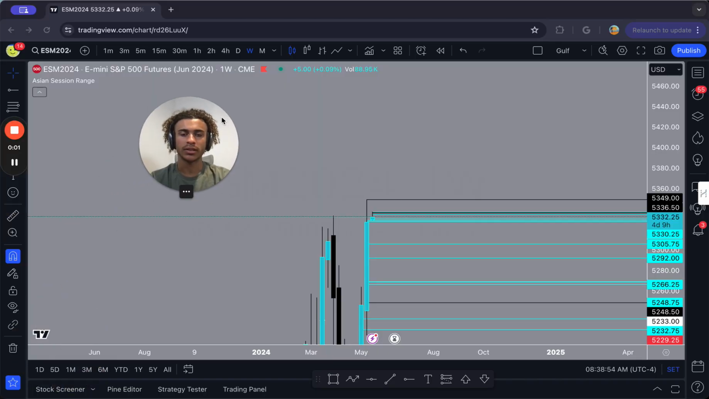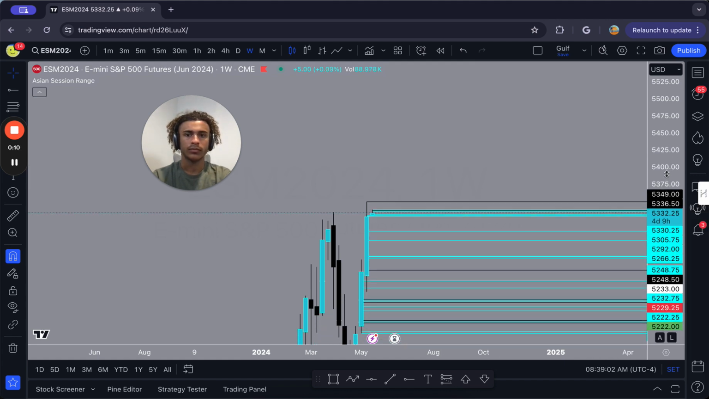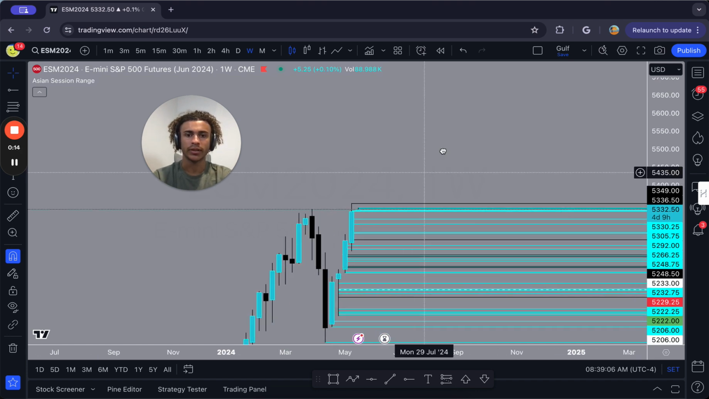All right, so top-down analysis on ES. So start from the weekly. Always start from the weekly, and we're looking to make sure that the weekly levels are still in line with our bias, right?